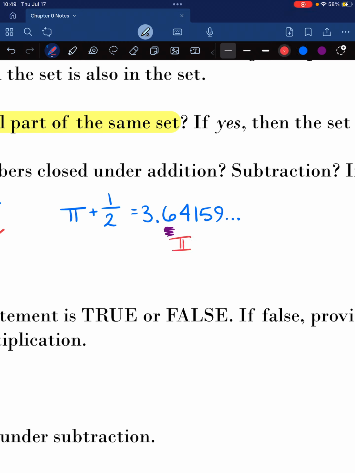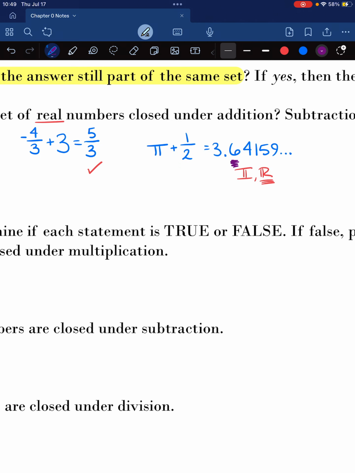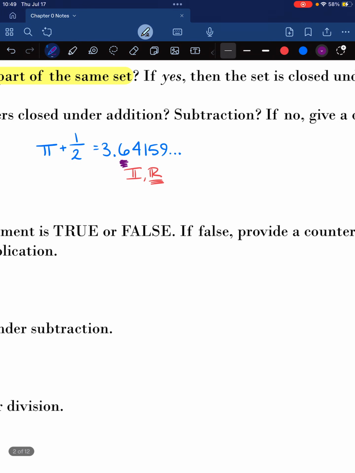So this is an irrational number, and all irrational numbers are still real numbers. So I don't think I can come up with any examples of two real numbers being added that would ever not be a real number. My answer's never going to be an imaginary number because I just don't know what an imaginary number is yet. How do I get an imaginary? So because my answer to this is always part of the same set, they're still real numbers, I'm going to say the set of real numbers is closed under addition. Yes.